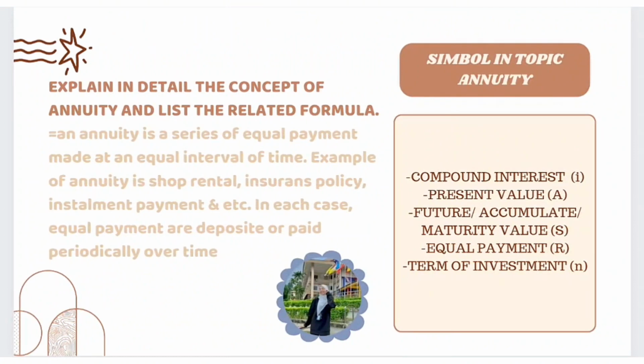Explain in detail the concept of annuity and list the related formula. An annuity is a series of equal payments made at equal intervals of time. Examples of annuity are shop rental, insurance policy, installment payment, etc. In each case, equal payments are deposited or paid periodically over time. Symbols in the topic of annuity: compound interest I, present value A, future accumulated or maturity value S, equal payment R, and term of investment N.